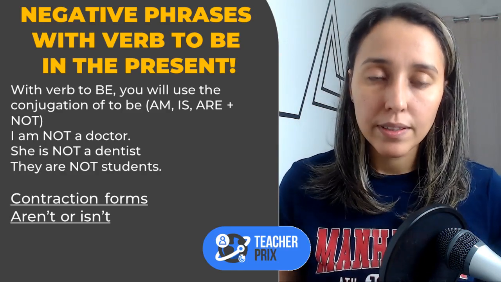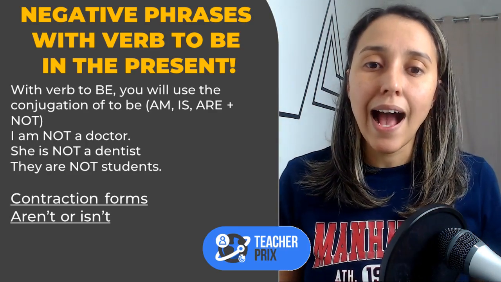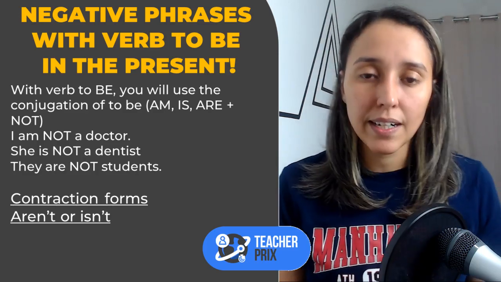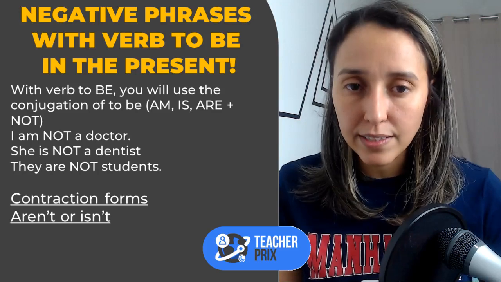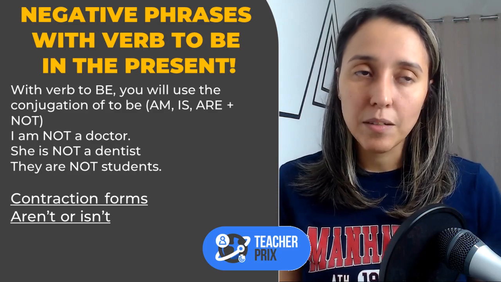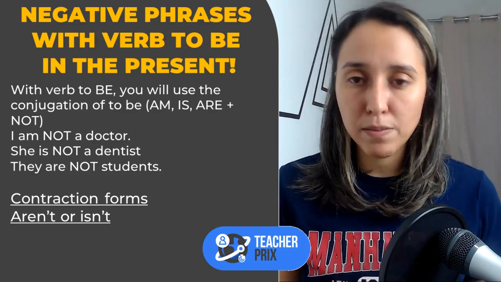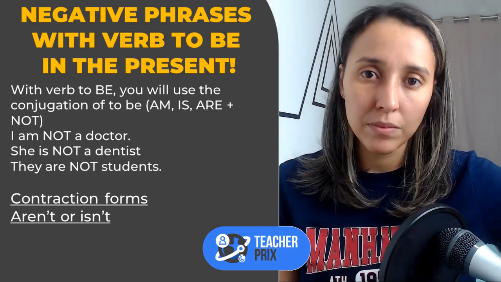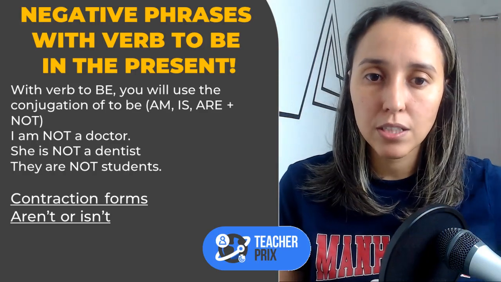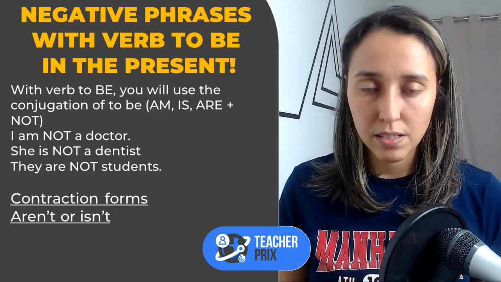Most of the time, the native speakers will contract this. They will not say, she is not. They will say, isn't. They are not gonna say, you are not. They are gonna say, aren't, okay? With I am, then you can say, I'm not. But there's no possible contraction. Only with the am, you can contract I'm plus the word not. I'm not a doctor. She's not a dentist, or she isn't a dentist, okay?